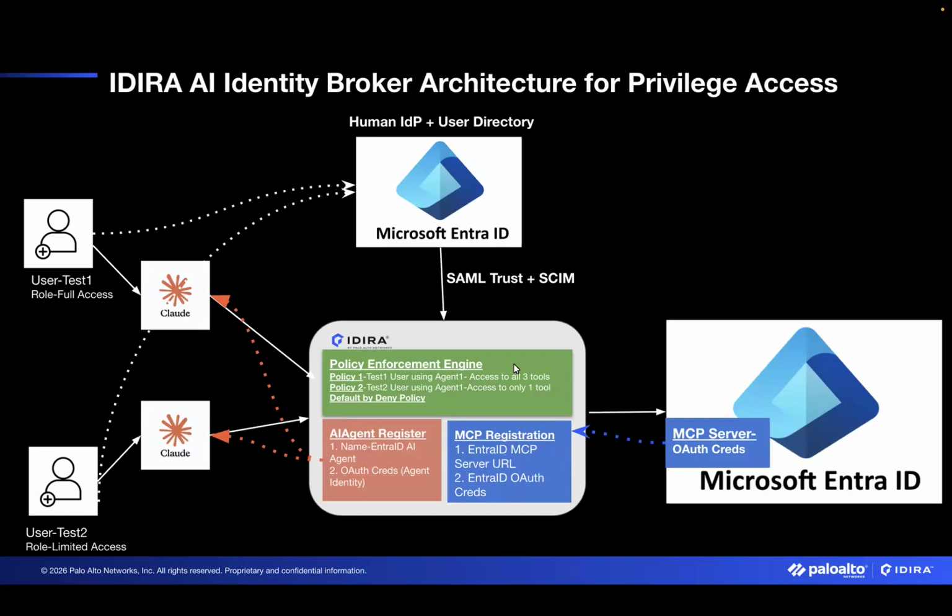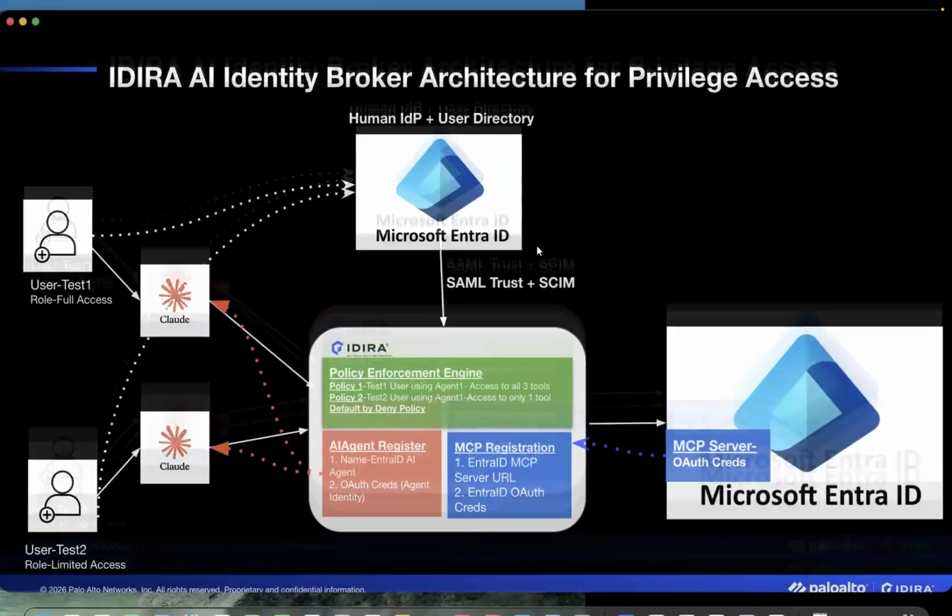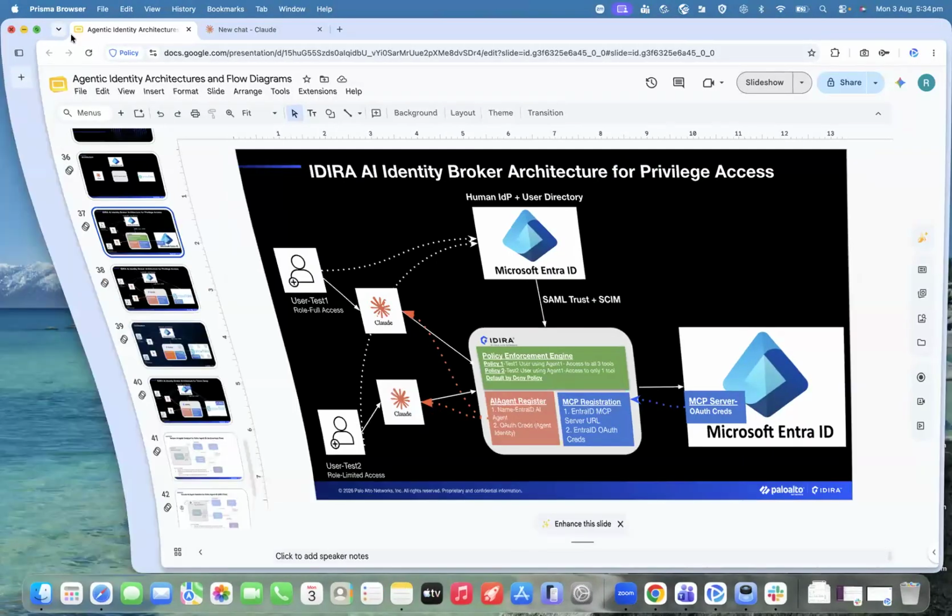Last but not the least step is the policy enforcement engine. In the policy enforcement engine, I have created two different policies. Test one user, using the same AI agent that we configured just now, can access all the three different tools, whereas the test two user will have limited access, and for the rest of the users, the request is going to be denied. So let's look into the policies first.